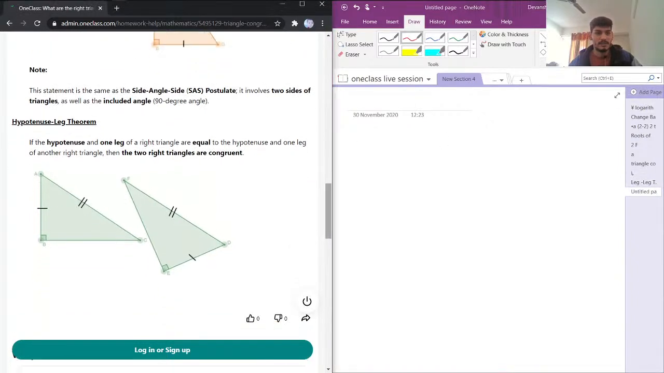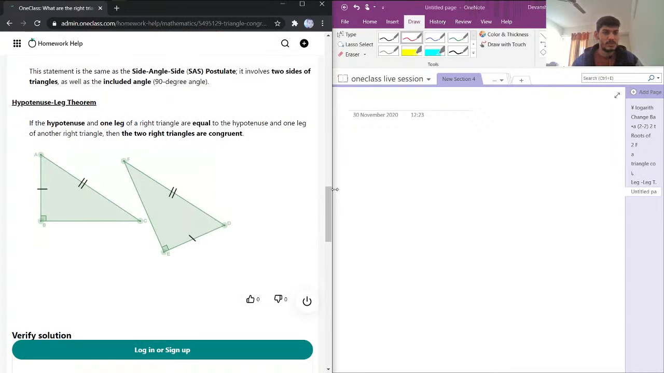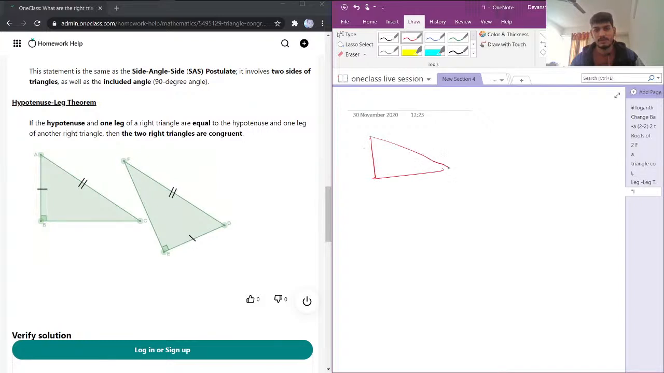The fourth property we have is the hypotenuse leg theorem. Suppose I have one triangle, and I have one more right angle triangle, where the hypotenuse is equal, and this side is equal.